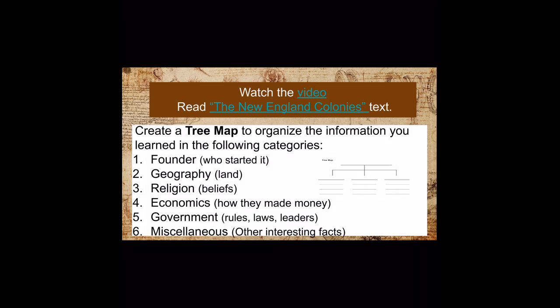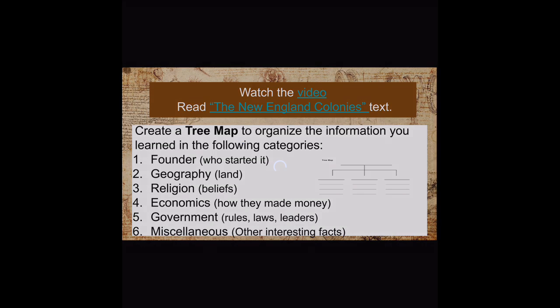Number 1 is founder, who started the colony. Number 2 is geography, what the land looks like. Number 3 is religion, or the beliefs of the people. 4 is economics, how the colony made money. 5 is government, the rules, laws, and leaders. And 6 is labeled miscellaneous, other interesting facts you would like to remember about the New England colonies.